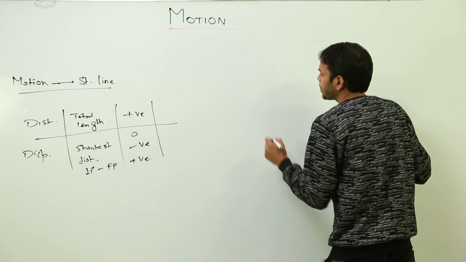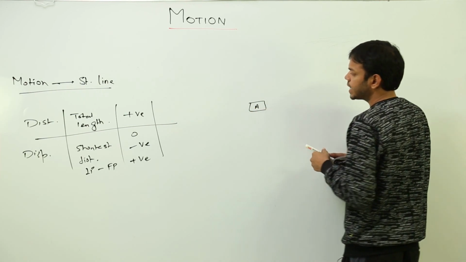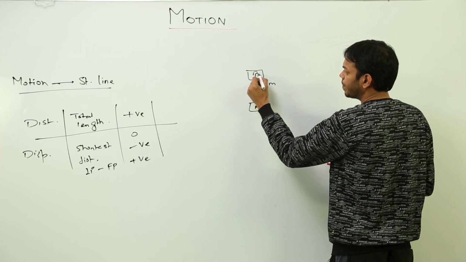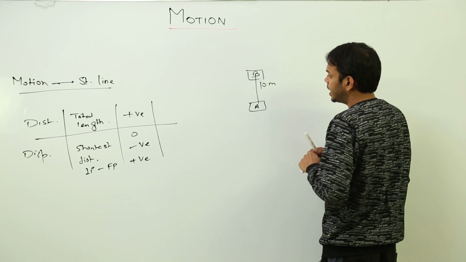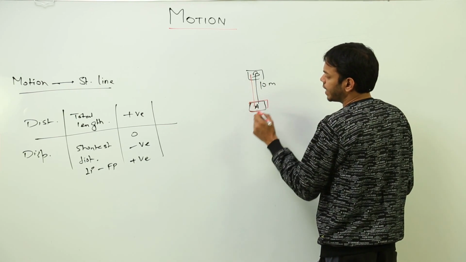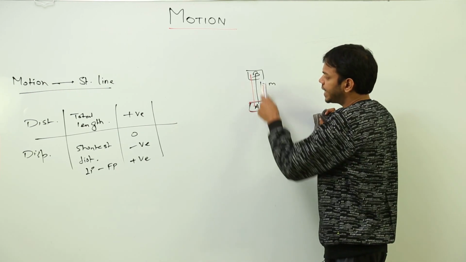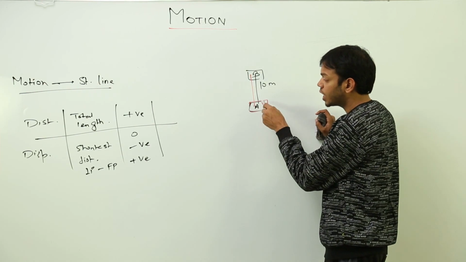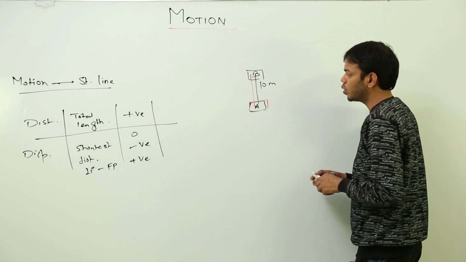How? See, consider this object starting from A. It has initially gone 10 meters up to point B, and it has now come back 10 meters towards point A, okay? So distance in this case would be 10 plus 10, which is 20. But displacement, initial and final position are the same. That means displacement would be 0.